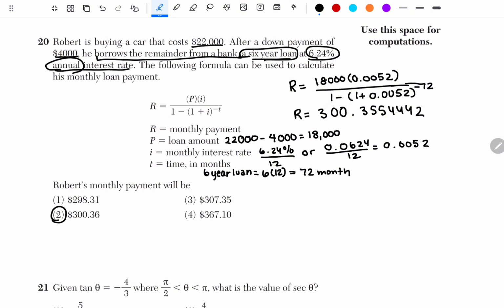So again, this question requires a lot of careful reading, because you have to remember that it costs $22,000. He puts a down payment of $4,000. He borrows the remainder using a 6-year loan at a 6.24% annual interest rate. So all of these parts you have to be careful of. They give you the formula, but you just have to apply it correctly. You have to apply your numbers correctly to your formula.